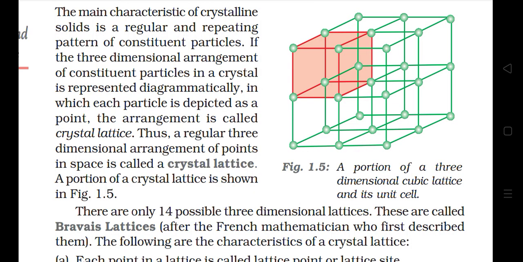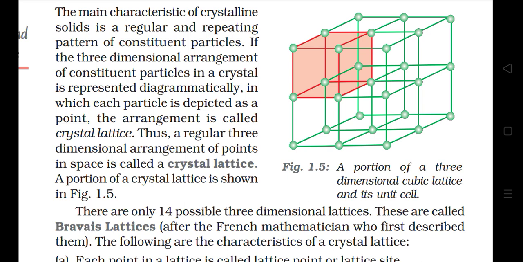The main characteristic of crystalline solids is the regular and repeating pattern of constituent particles. If the three-dimensional arrangement of constituent particles in a crystal is represented diagrammatically, in which each particle is depicted as a point, the arrangement is called a crystal lattice. Thus, a regular three-dimensional arrangement of points in space is called a crystal lattice. A portion of a crystal lattice is shown in figure 1.5.